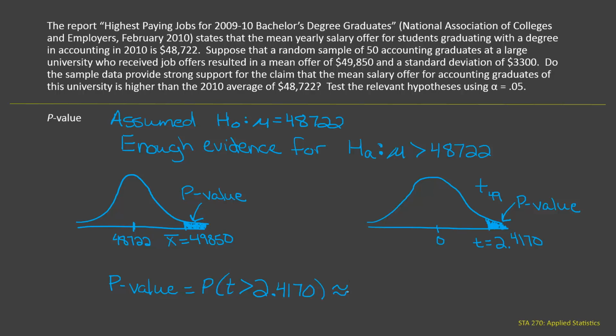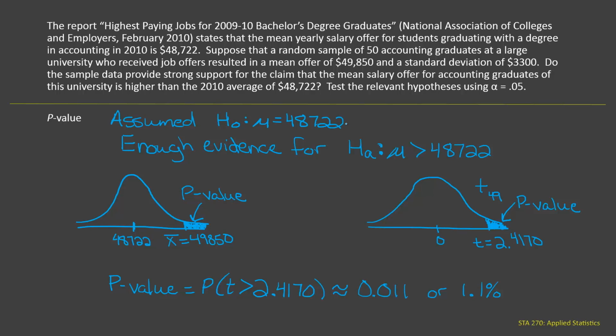So the probability that t is greater than 2.4, or 2.4170, is approximately 0.011, or as a percentage 1.1%. So what this means is that assuming the null hypothesis is true, assuming that the mean salary offer for accounting graduates of this university really was equal to $48,722, the chances of getting the sample data that we did and this test statistic of 2.4170 is only about 1.1%. That's a pretty small chance of that event occurring.